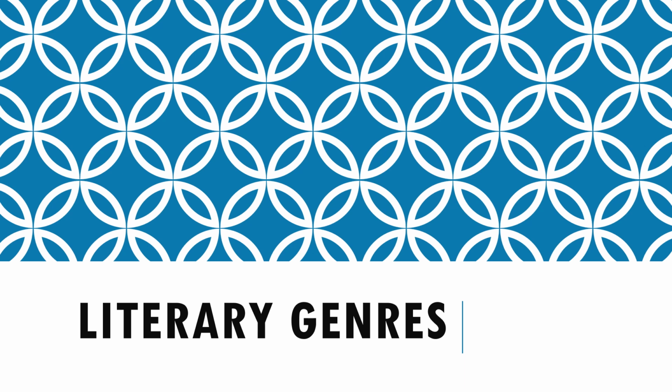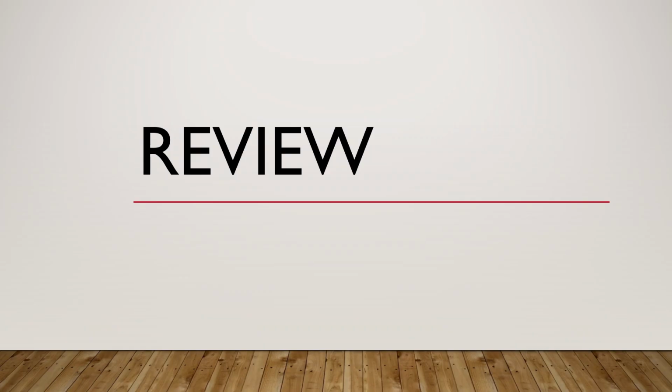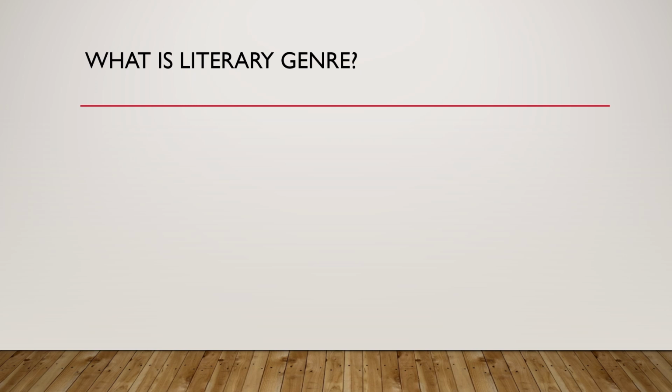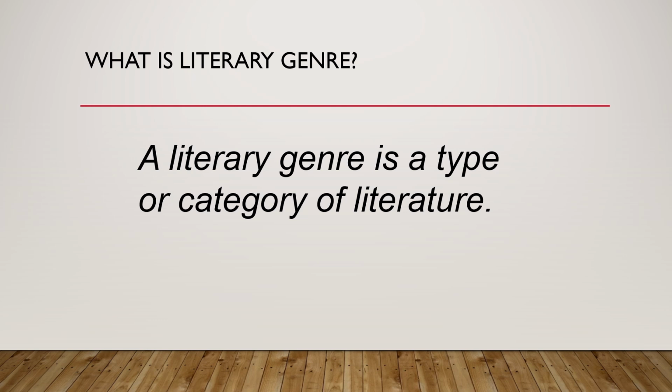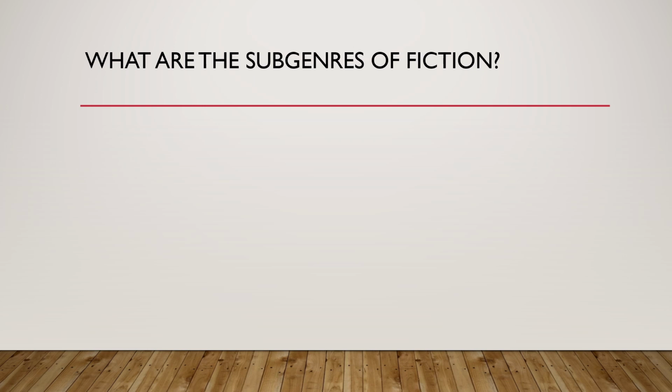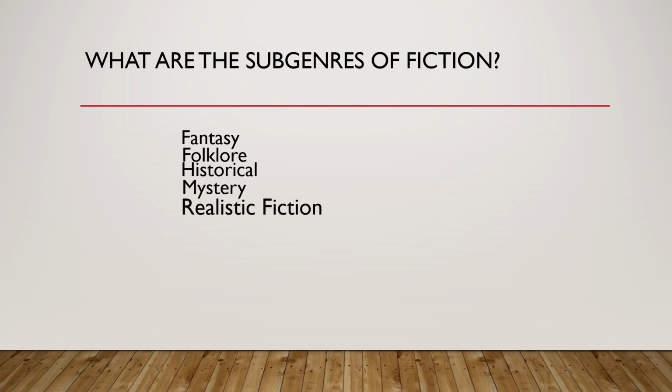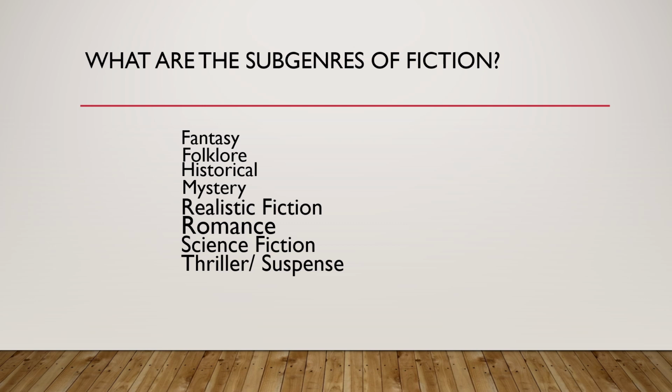So those are the literary genres and subgenres. Let's have a review. What is literary genre? A literary genre is a type or category of literature. What are the subgenres of fiction? We have fantasy, folklore, historical, mystery, realistic fiction, romance, science fiction, and thriller or suspense.